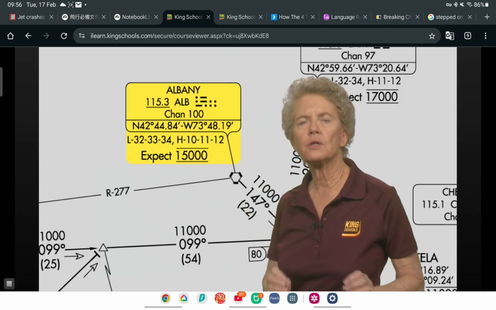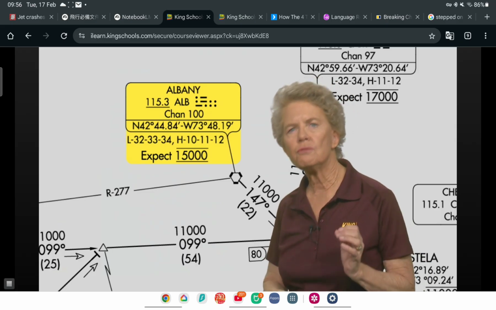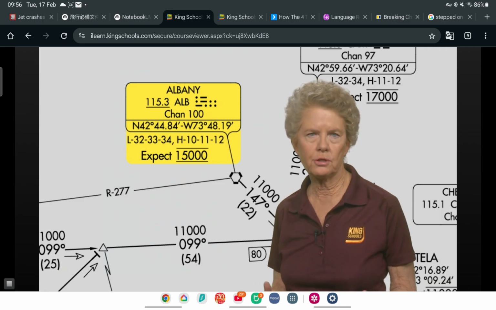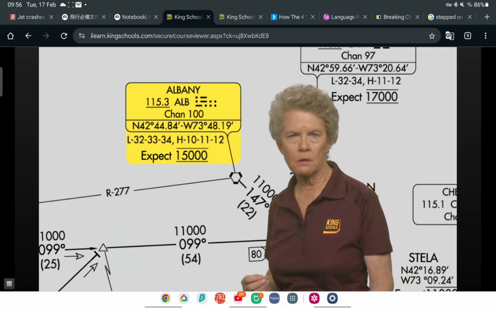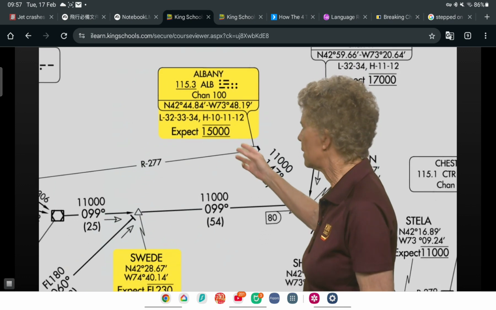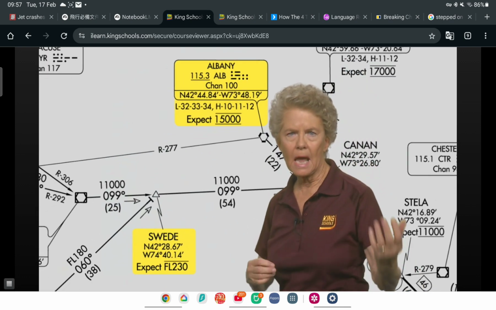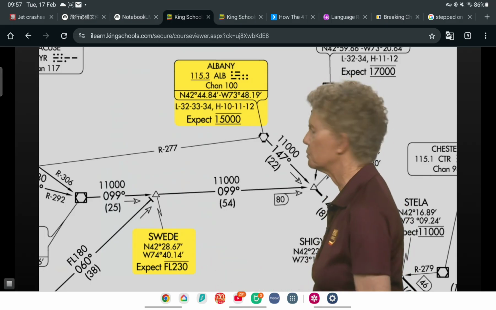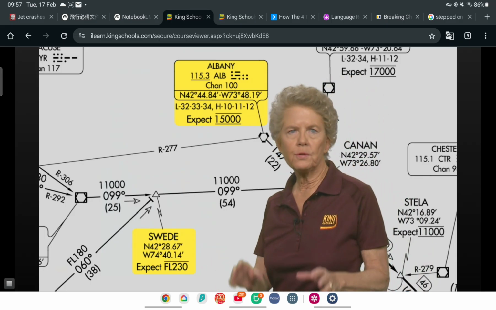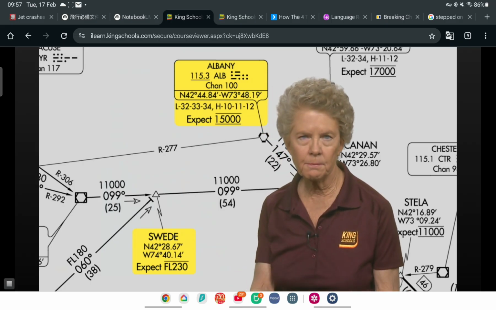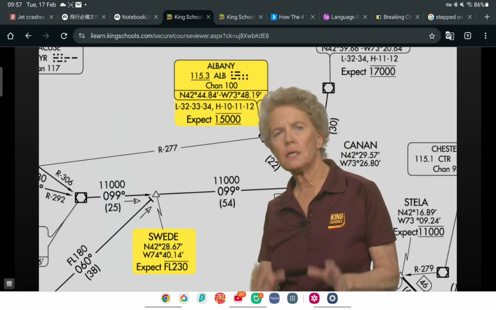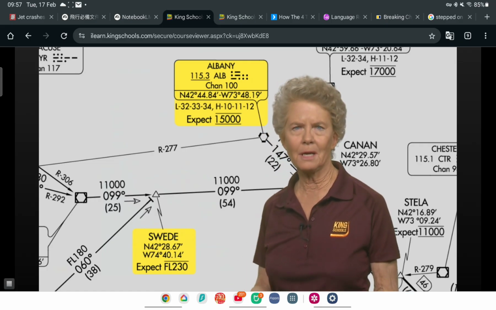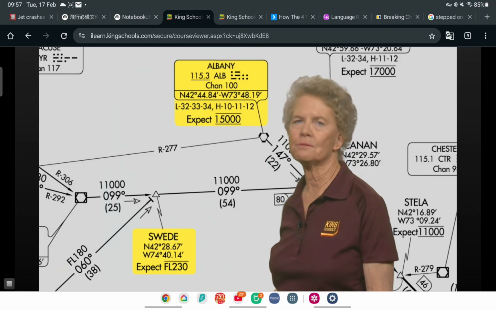Now this information is for descent planning, but you do not descend from your assigned altitude until ATC issues you a descent clearance, like cross Albany at and maintain 15,000, or cross Swede at or below flight level 230 and maintain flight level 210. However, if you think you'll have a problem meeting an upcoming crossing restriction, don't hesitate to ask ATC for a lower altitude in order to comply with an upcoming altitude restriction.